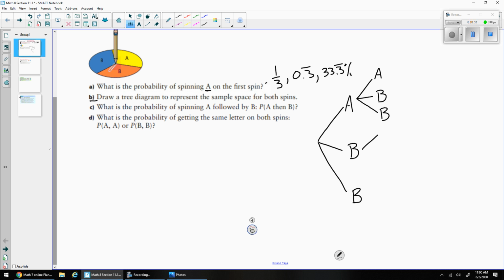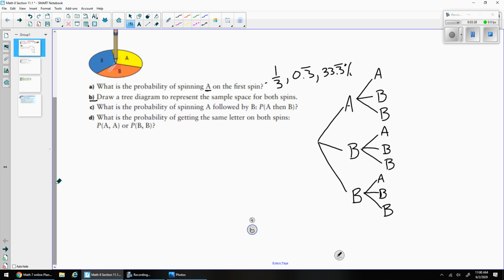Or you could spin the 1B, and then spin the A, and then spin that same B, and then spin the other B. Or you could spin that last B, and then spin the A on your next one, then spin the B, and then spin a B. Because these events are independent, one event doesn't affect the possible outcomes in the next one. And so for each of those first outcomes, we have the same possible outcomes branching off. And so from here we can write our sample space.